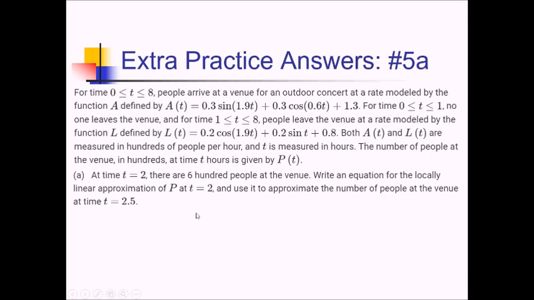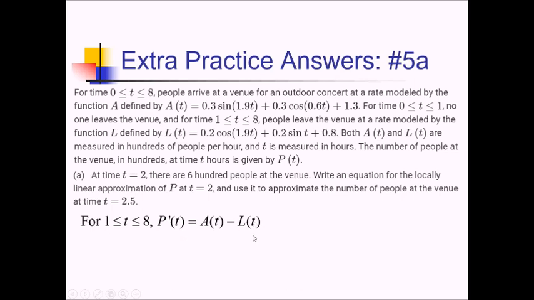So the rate at which the number of people is changing, that's going to be equal to the rate at which people are arriving, A(t), minus the rate at which people are leaving, L(t). So P' we can define, and this is only, by the way, for times 1 through 8, because nobody's leaving from time 0 to 1. But from times 1 to 8, which is when this time falls in, we can define P' as A(t) minus L(t).